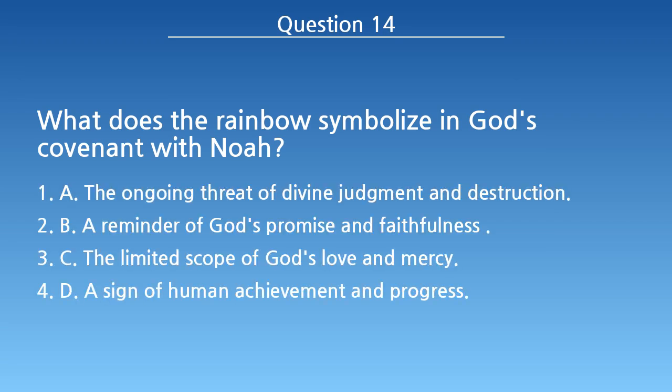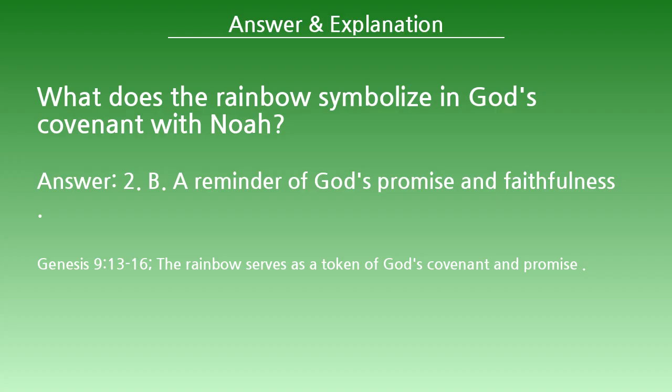Options. 1. A. The ongoing threat of divine judgment and destruction. 2. B. A reminder of God's promise and faithfulness. 3. C. The limited scope of God's love and mercy. 4. D. A sign of human achievement and progress. The answer is option 2, B. A reminder of God's promise and faithfulness. Genesis chapter 9 verses 13 to 16. The rainbow serves as a token of God's covenant and promise.